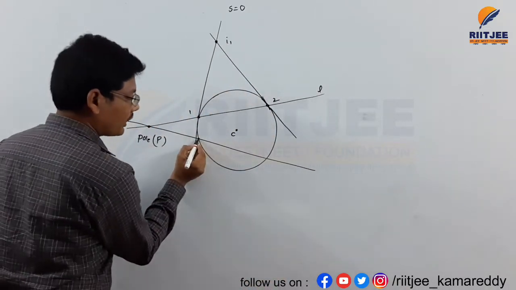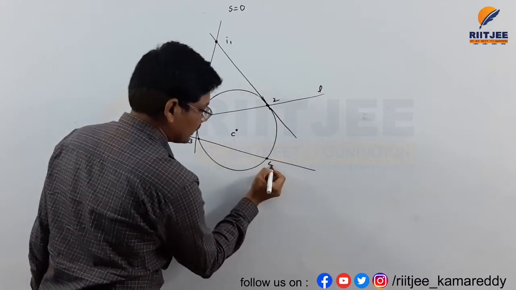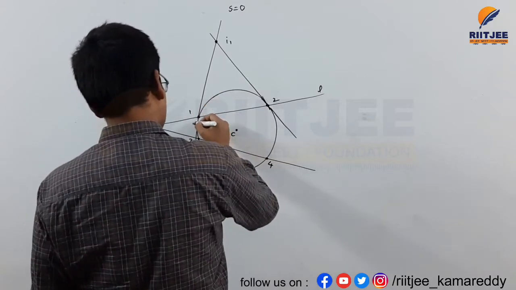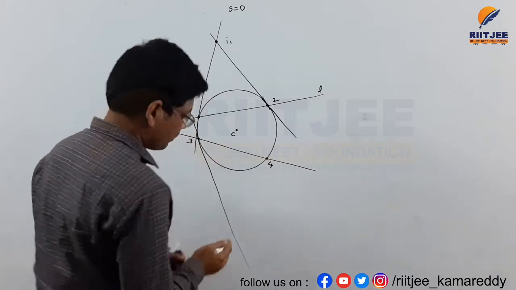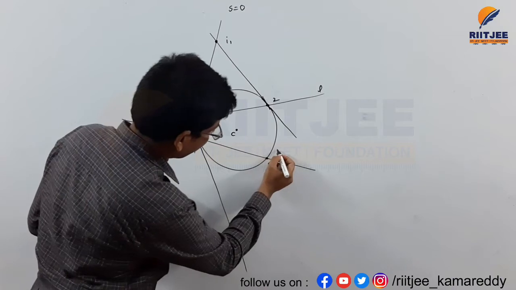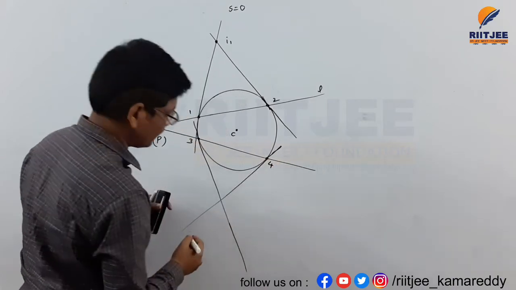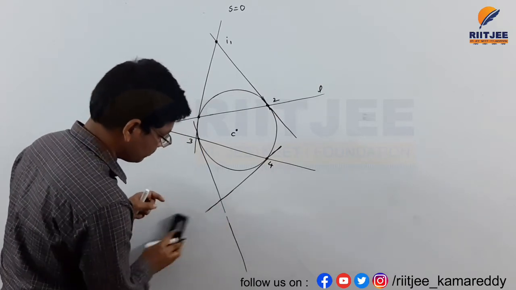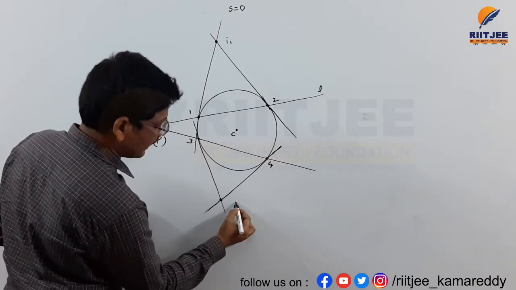The intersecting points are called points of contact here. I am considering this as 3 and this as 4, and again from these points of contact I am drawing tangent lines here. This is one tangent line, and again from this I am drawing one more tangent line here. The intersecting point of these 2 tangent lines is I2.